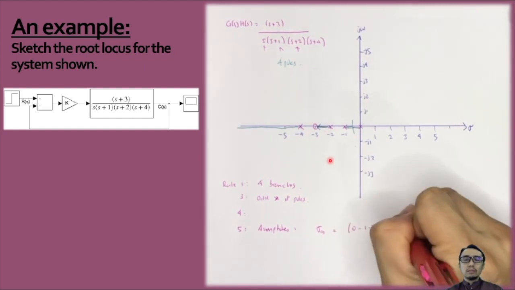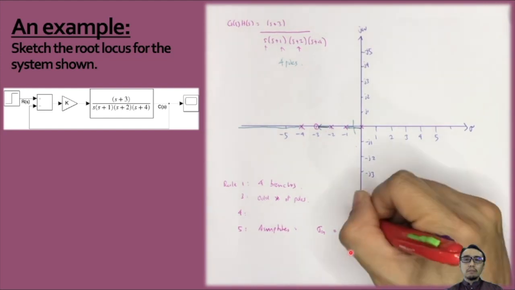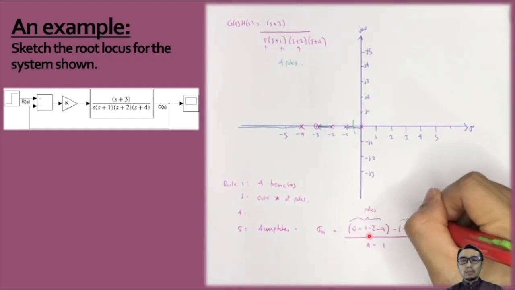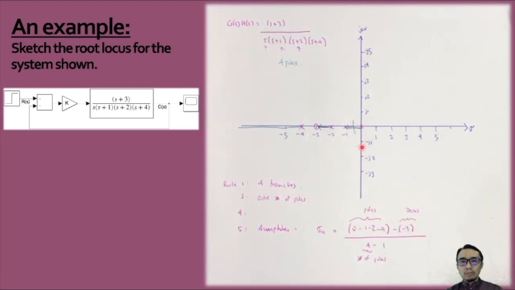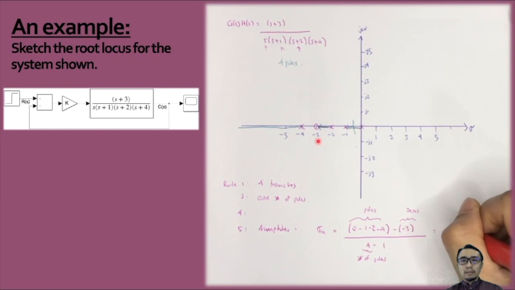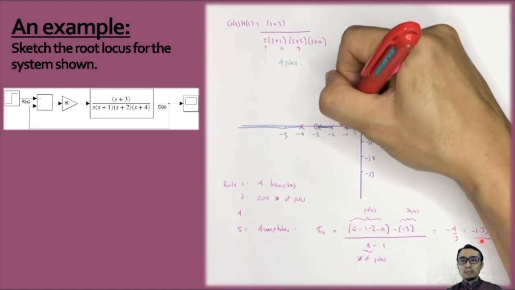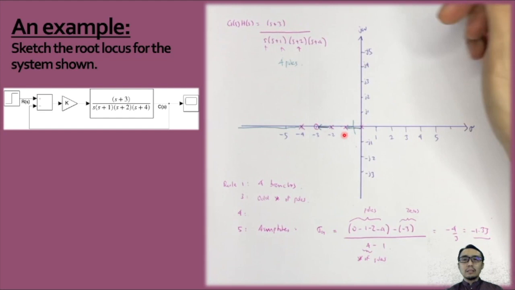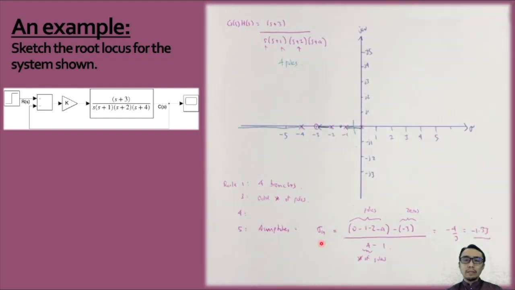So if we use the rule given before, for the asymptotes, the poles are 0, 0, minus 1, minus 2, minus 4. So you minus the zero at minus 3, divided by the total number of poles, 4, minus 1 zero. Then you will get this to be minus 1.33. So that will be the intercept of the asymptote at the real axis. Okay, so you can mark that point.